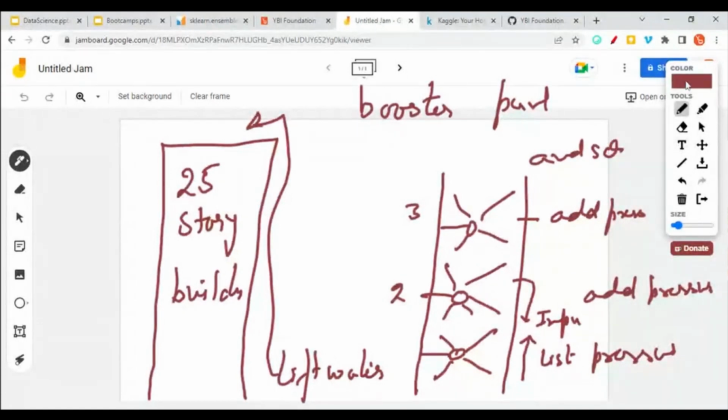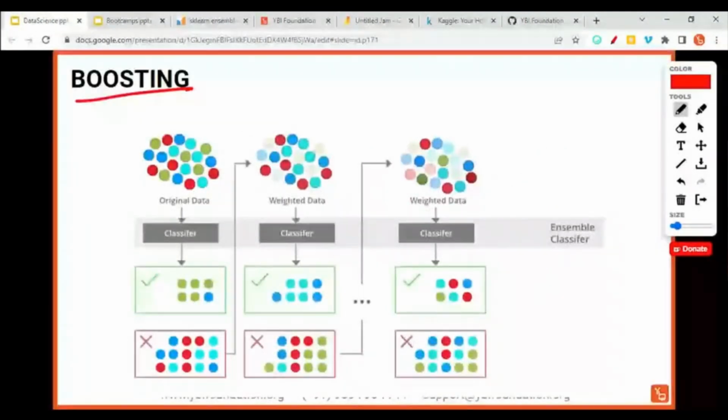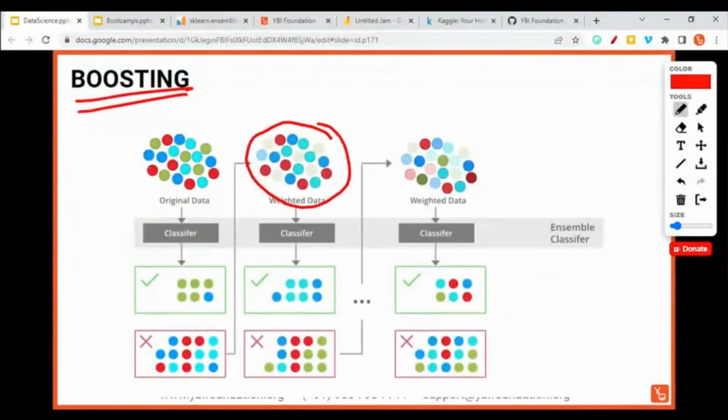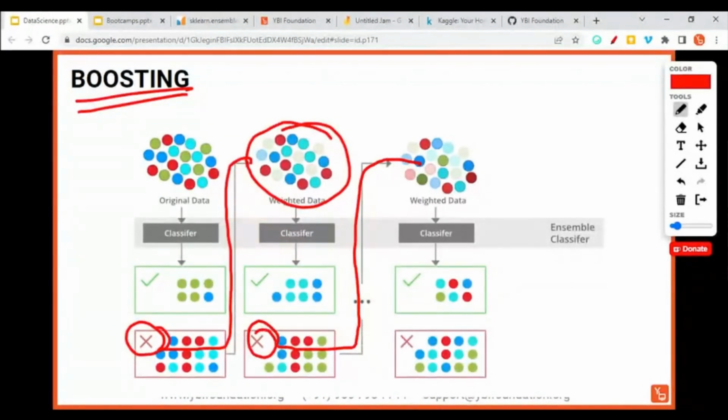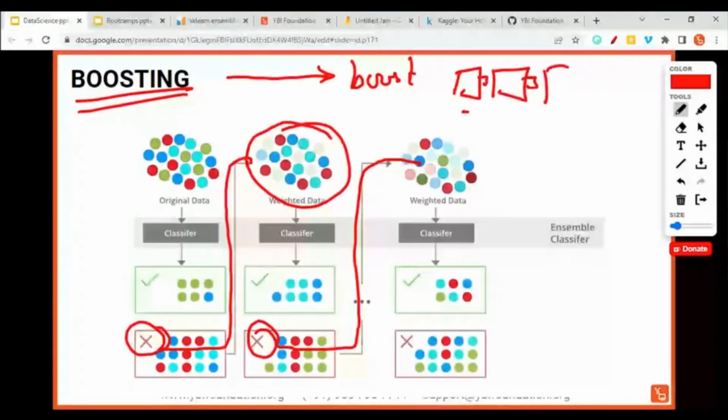Each pump is working on the previous one. So this is called a booster pump. That's why these models are called boosting models, because each model is working on the previous model's inaccuracy. That's why this is called boosting, or you can consider them as connected in serial, so the output of this model becomes the input of the next. That's why they are called serial or boosting algorithms.